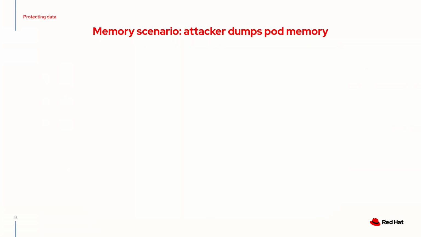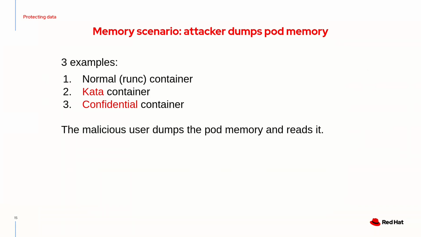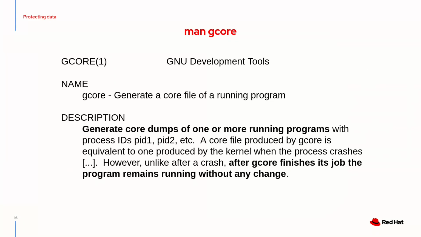So let's see a memory scenario when an attacker or rogue system admin tries to access the memory. We will have three examples: a normal runC container, a Kata container, and a confidential container. We will see all the differences later on. The malicious user tries to dump the memory and tries to read it. We are showing all three types of data security together here, as I showed you before.